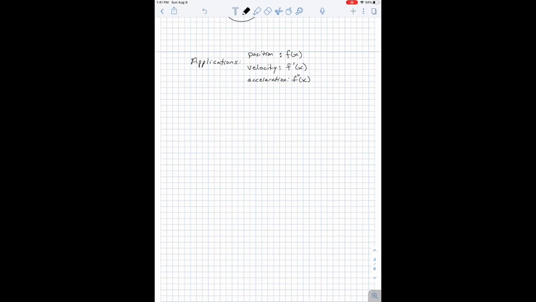The last thing we want to look at is, what does the derivative look like if we draw it? So let's start by drawing a function.